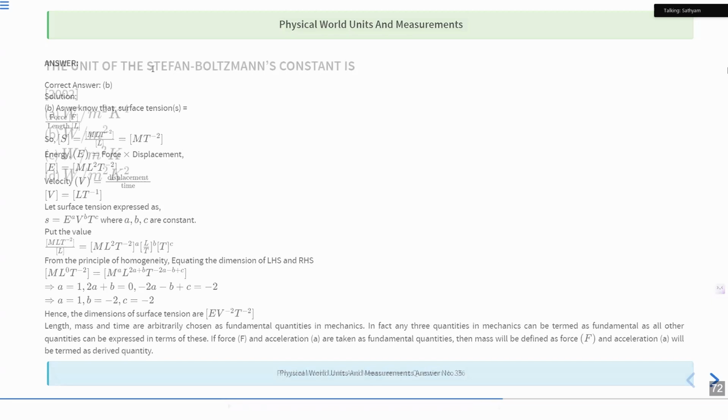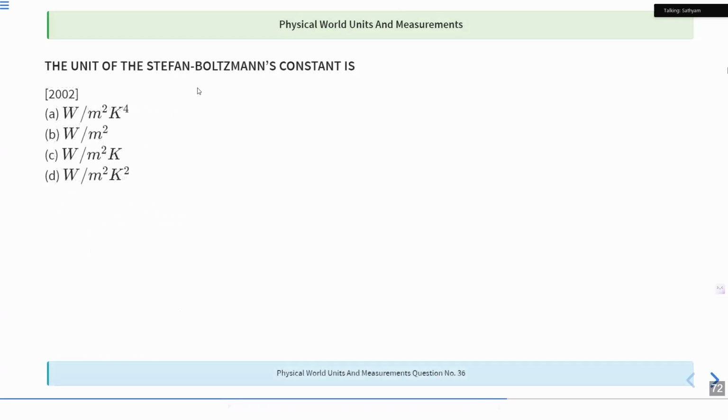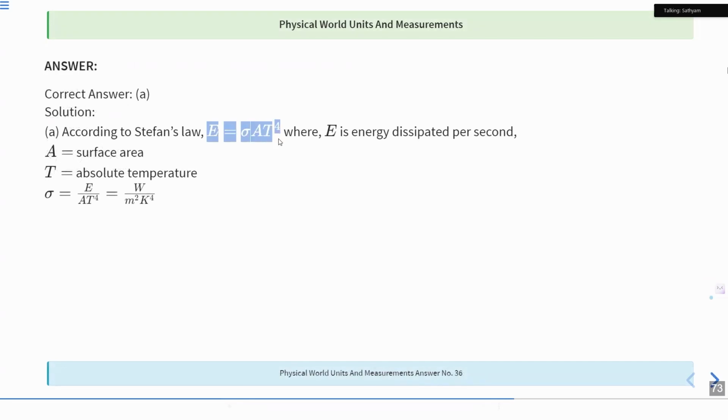Now, Stefan Boltzmann constant. Just recall, where do you have Stefan Boltzmann constant? You have it in your heat chapter, right? So according to Stefan's law, E is equal to sigma into A into T to the power 4, where E is energy dissipated per second. What is A? A is the surface area. So sigma is equal to E upon A T to the power 4. What is the unit of E? It is in watt. What is A? That is m square. What is T? That is K to the power 4. All right. I hope it's clear.